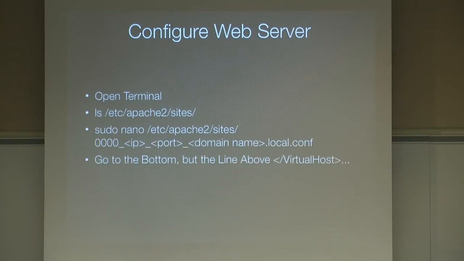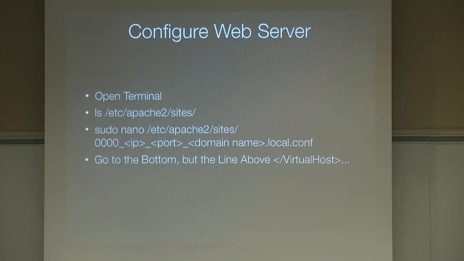You want to open up Terminal and take a look at /etc/apache2/sites. This will show you sites that are available and configured. The way that they're actually listing it is in this fashion here. At least when I configured mine, it was 0000, then the IP address that I used, which when I configured the server was 127.0.0.1, port 8088, and then the domain name, my.server.com.